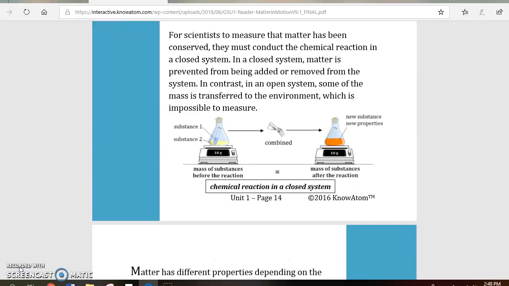For scientists to measure that matter has been conserved, they must conduct the chemical reaction in a closed system. In a closed system, matter is prevented from being added or removed from the system. In contrast, in an open system, some of the mass is transferred to the environment, which is impossible to measure.